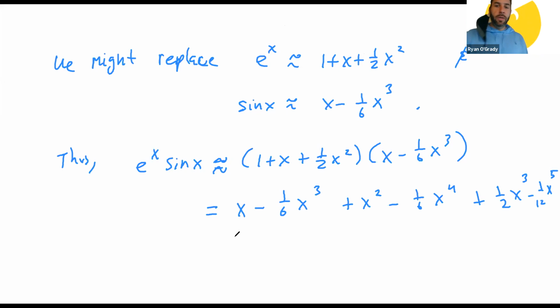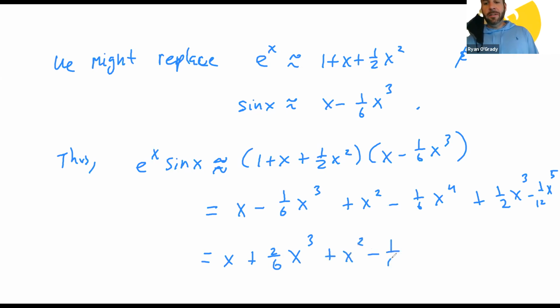So I just did algebra. I distributed, wrote everything out. So the first term is x, and then minus 1/6 x cubed, plus 1/2 x cubed. When you get a common denominator, that's 3/6, so this becomes plus 2/6. And the last thing is minus 1/12 x to the 5th. I'll clean that up for you in a second. That was ugly, I'm sorry.